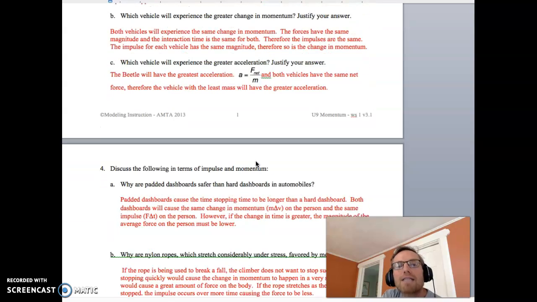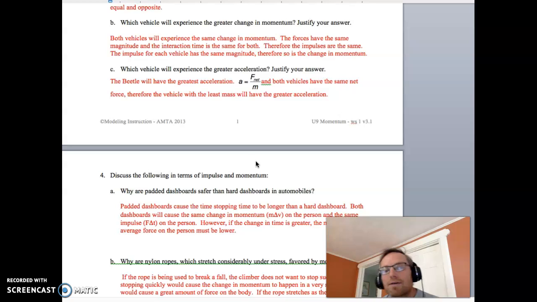Okay, part C asks you which vehicle experiences the greater acceleration. So the answer key goes through Newton's second law here and discusses how if you have a smaller mass, then you will have a greater acceleration. F net's the same, remember. The force acting on both of the vehicles is the same.